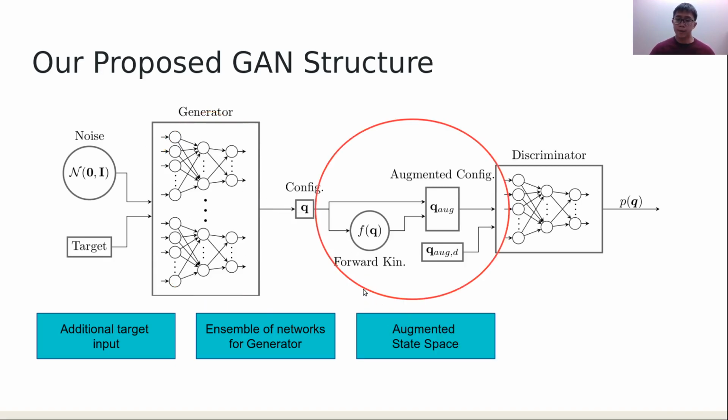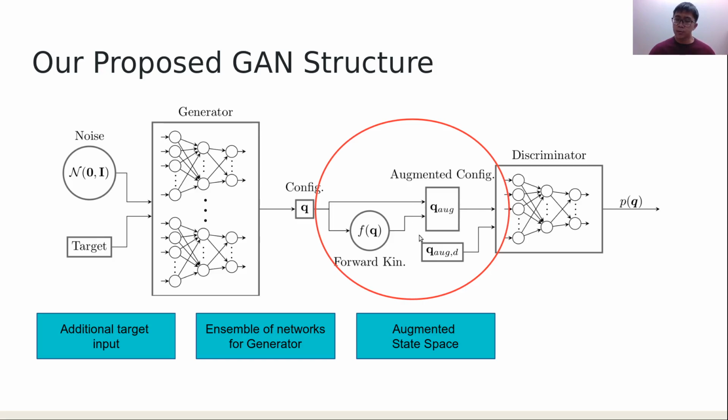Then the third modification concerns the output of the generator. In the standard GAN, we give this configuration directly to the discriminator. But in this proposed modification, before that we perform some forward kinematics to compute some end effector positions like the foot and the hands. And then we augment the end effector positions to the configurations. So this will consist of both the joint angles and the end effector positions. And then we give it to the discriminator.